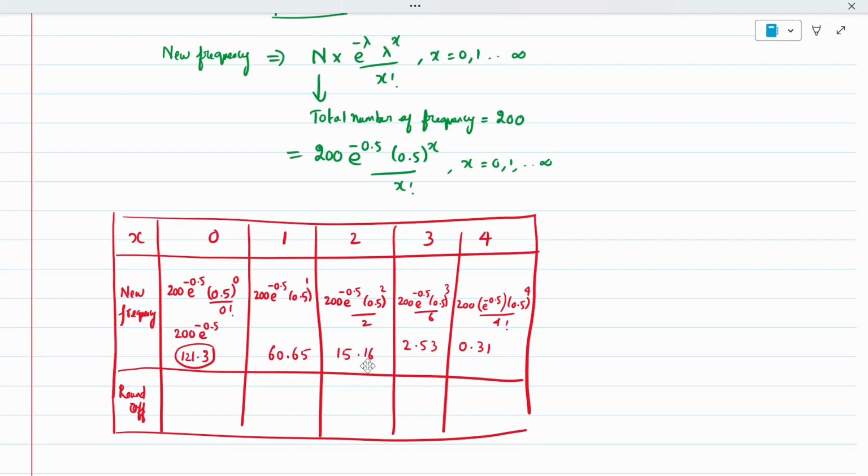Now you round off. So 121 only, 60.6, so 61 I will round off. 15, so 15 only. 2.533, 0.310 only. So add everything. You have to compulsorily get 200. If you get 200, it means our answer is correct. The procedure whatever we have done, it's correct only. So completed.